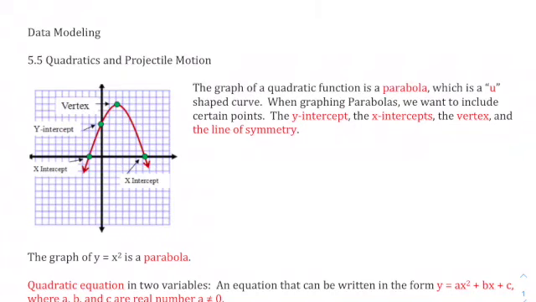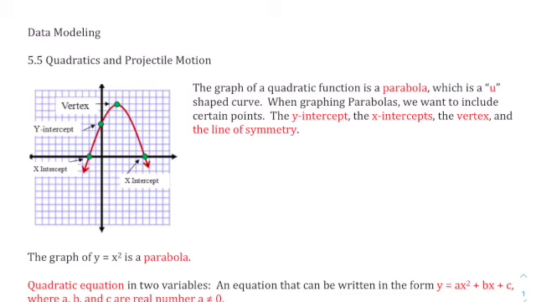Hi everyone, today's objective is quadratics and projectile motion. Before we do that, we need to talk about what a quadratic equation is and what it looks like. The graph that you get from a quadratic equation is called a parabola. The graph of a quadratic function is a parabola, which is a U-shaped curve.